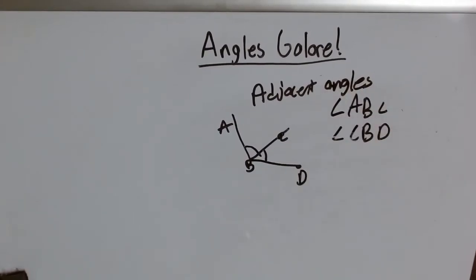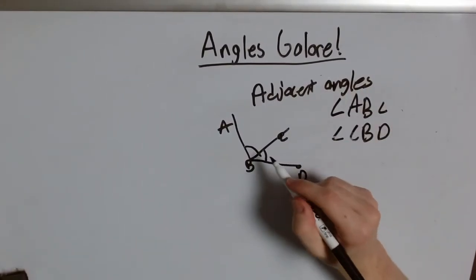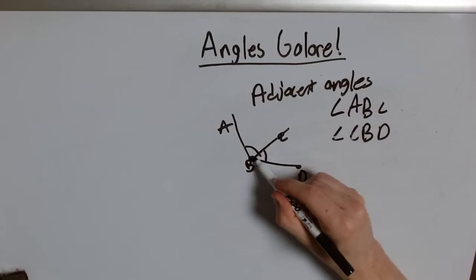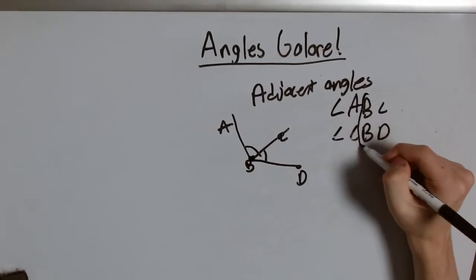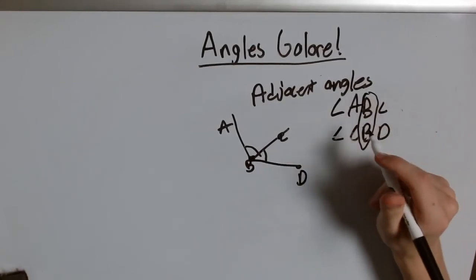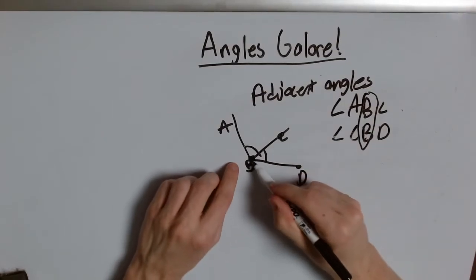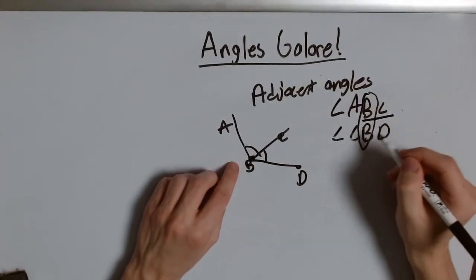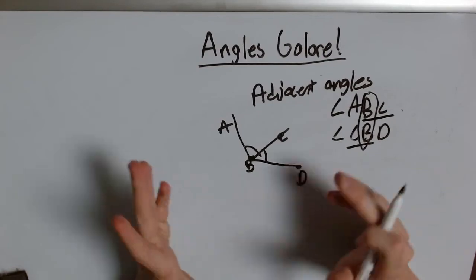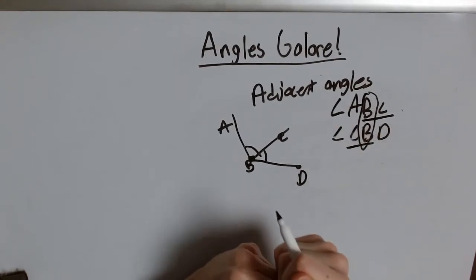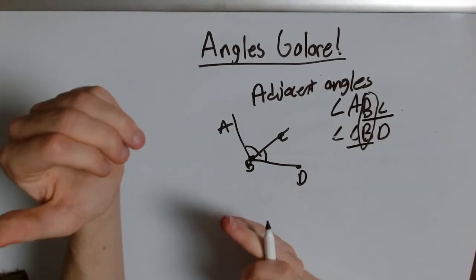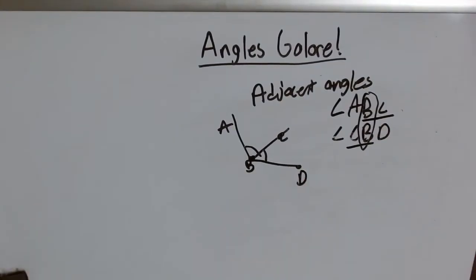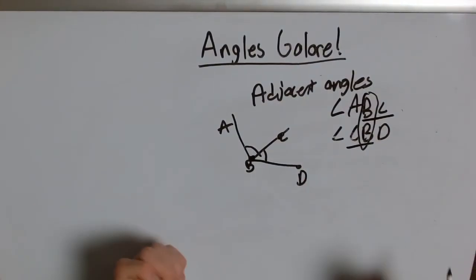They're basically next to each other. They share a common vertex, B. Notice they both have B in the center. And they share a common side, BC. In this case, BC. In this case, CB. And adjacent angles share that little vertex, that point where they meet, and they share one side. They're neighbors. They're buddies. Now you might say, how does this help us?